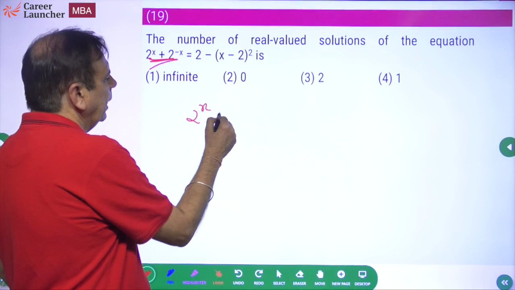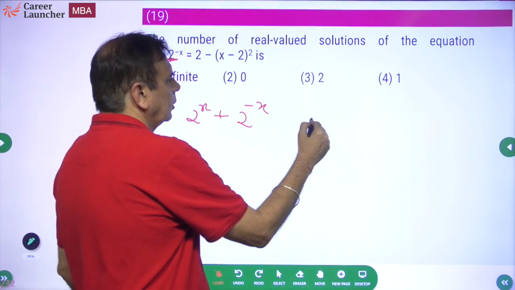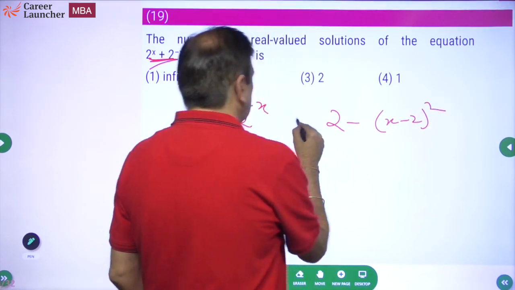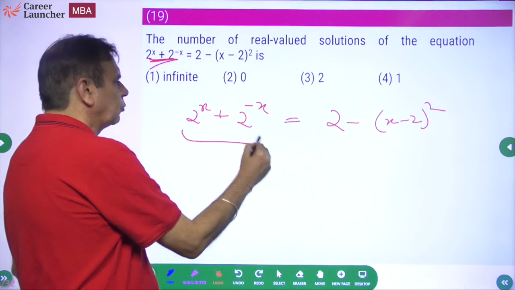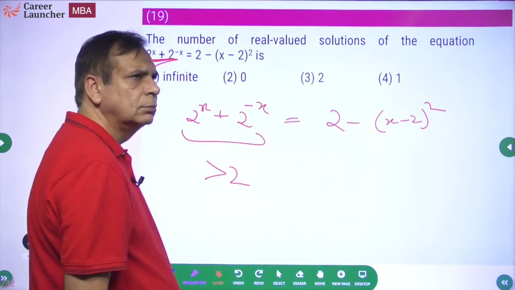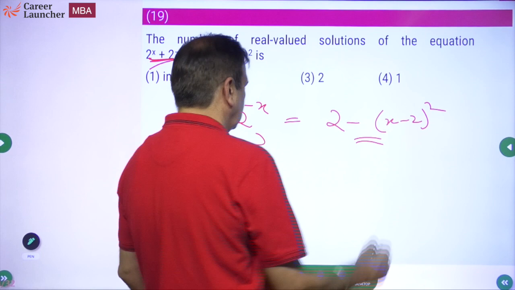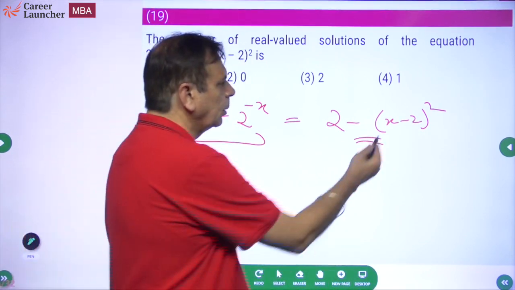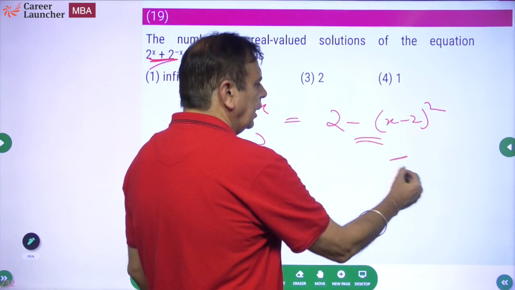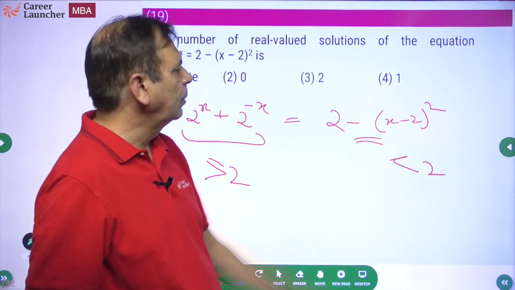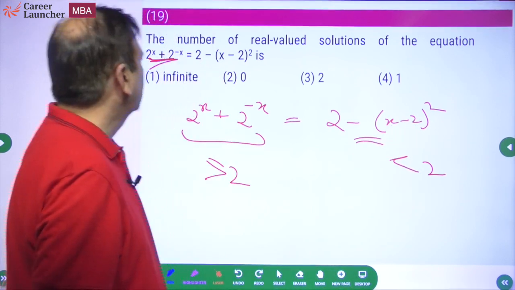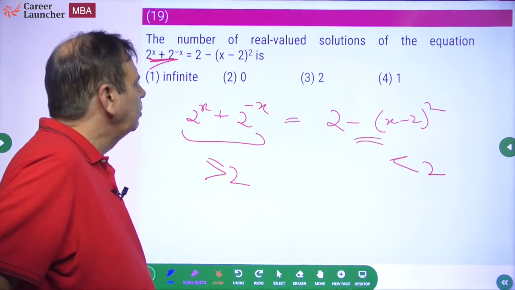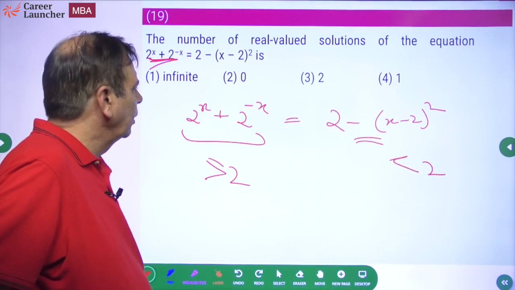So if you look at 2 to power x plus 2 to power minus x, on the right hand side it is 2 minus something. Can I say the left hand side will definitely be greater than or equal to 2? And what about the right hand side? This will be less than 2. It is 2 minus something. So what is the answer going to be? Left hand side is at least 2, right hand side is less than 2.